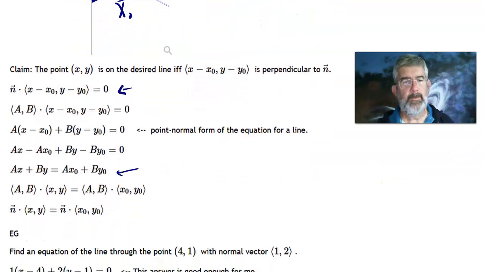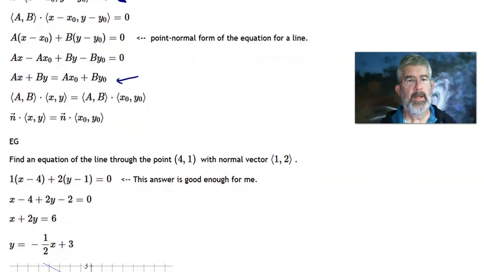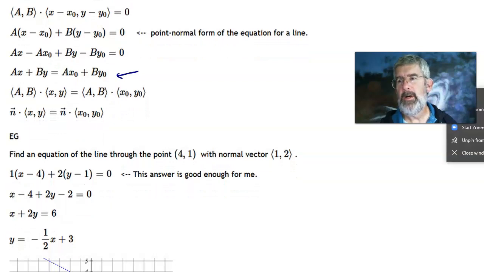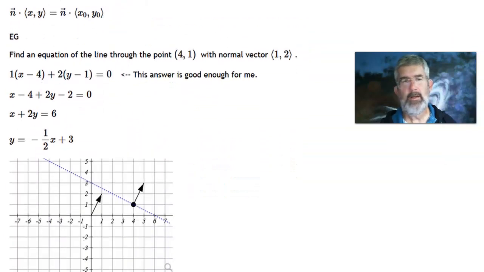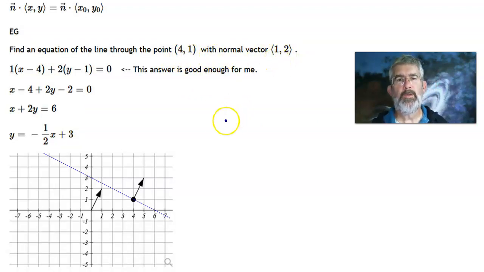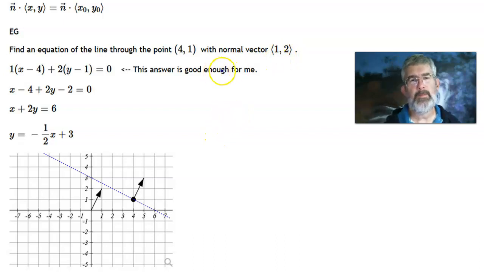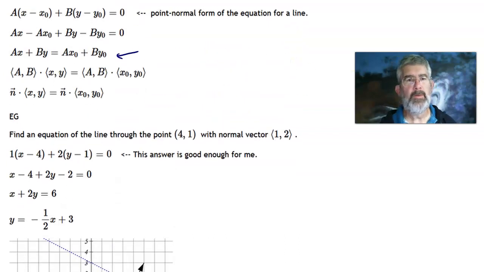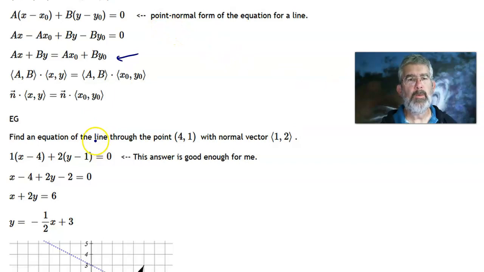Let's do an example. Find the equation of a line through the point (4, 1) with normal vector (1, 2). So just using the formula that we just had here, the point normal form, the normal vector is (1, 2), and the point that I want it to go through is (4, 1), and so I have that. I've got the equation of the line.